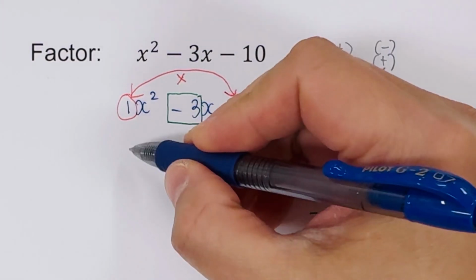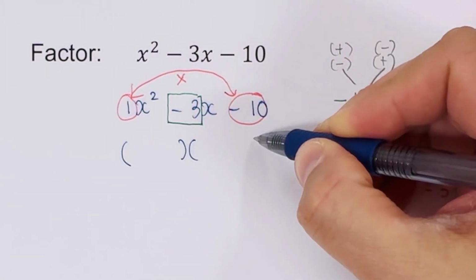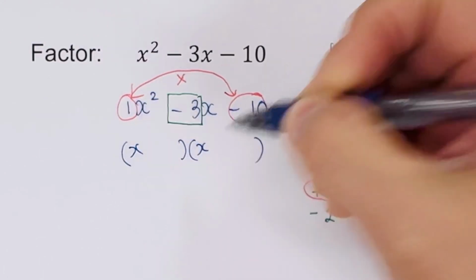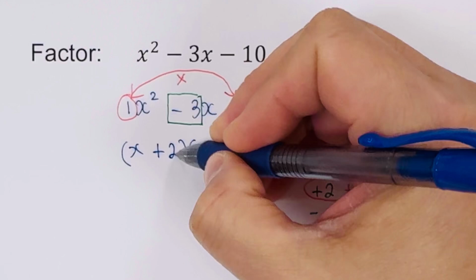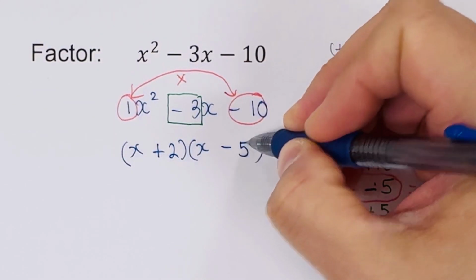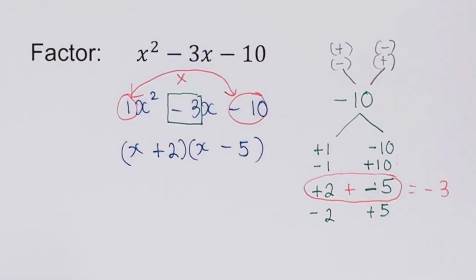So that we can go ahead and rewrite this in factored form as x and we fill in any order, it doesn't matter, but that's a positive 2 and then that's a minus 5. So this is the factored form for this trinomial up there. Now let's have another example.